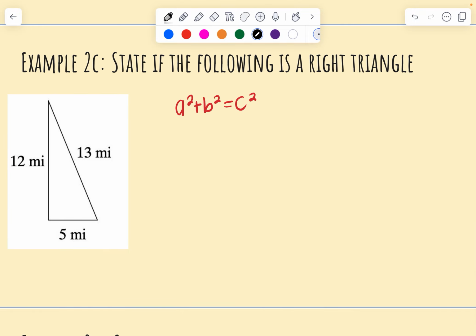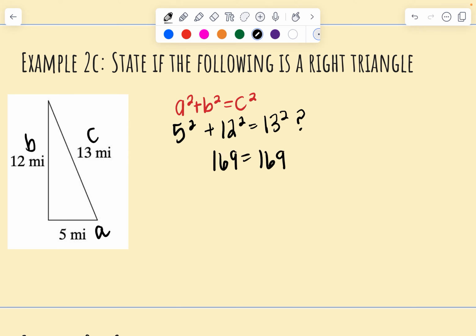Next one here. We know that 13 is C, 5 is A, and 12 is B. So if I plug this into my formula, I have 5 squared plus 12 squared is 13 squared. I want to know if that's true. If I put 5 squared plus 12 squared into my calculator, I get 169. 13 squared is 169. Those are equal, so yes, this is a right triangle.